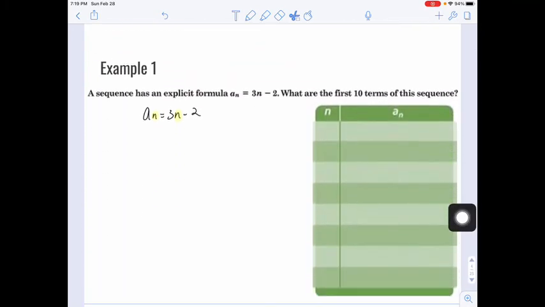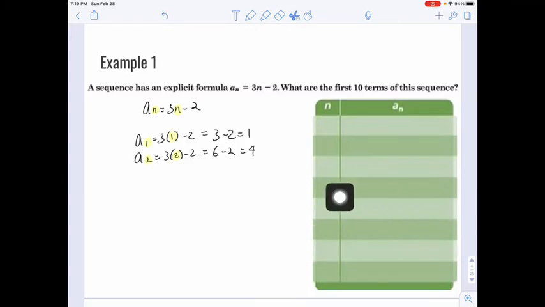Example 1 says a sequence has an explicit formula, a sub n equals 3n minus 2. What are the first 10 terms of the sequence? It's helpful to start by looking at the first couple terms in the sequence. So a sub 1 would be 3 times 1 minus 2, which becomes 3 minus 2 or 1. A sub 2 is 3 times 2 minus 2, or 6 minus 2, which is 4.